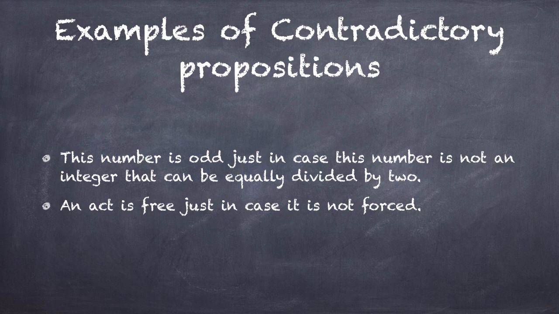Here are some examples of contradictory propositions expressed with the biconditional. In the first case, we have the proposition this number is odd is contradictory to the proposition this number is an integer that can be equally divided by 2. To express this, we use the biconditional and negate one of the component propositions. So we have this number is odd if and only if this number is not an integer that can be equally divided by 2. In this case, the second component is negated, but it could just as easily have been the first. Stylistic and contextual considerations will likely decide this.